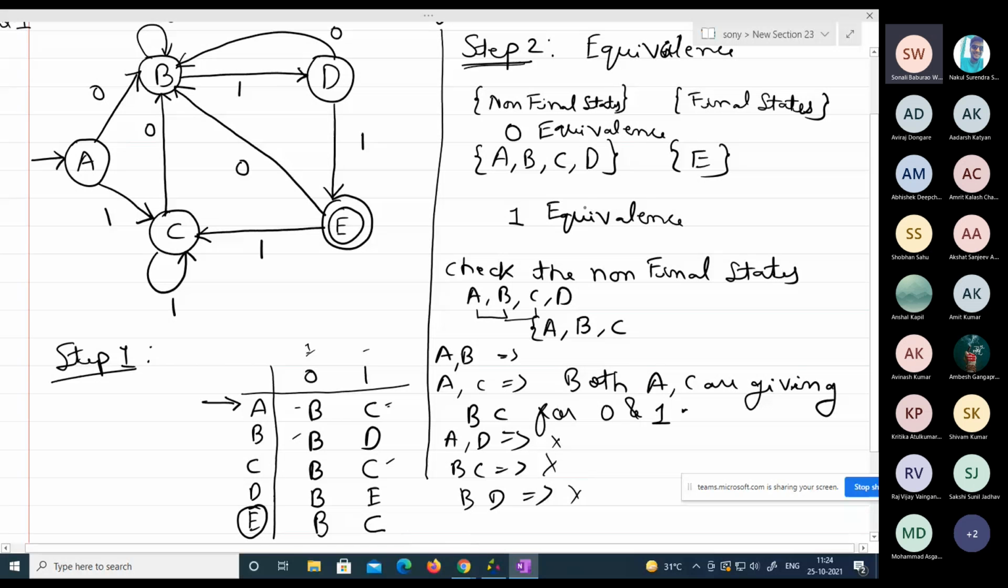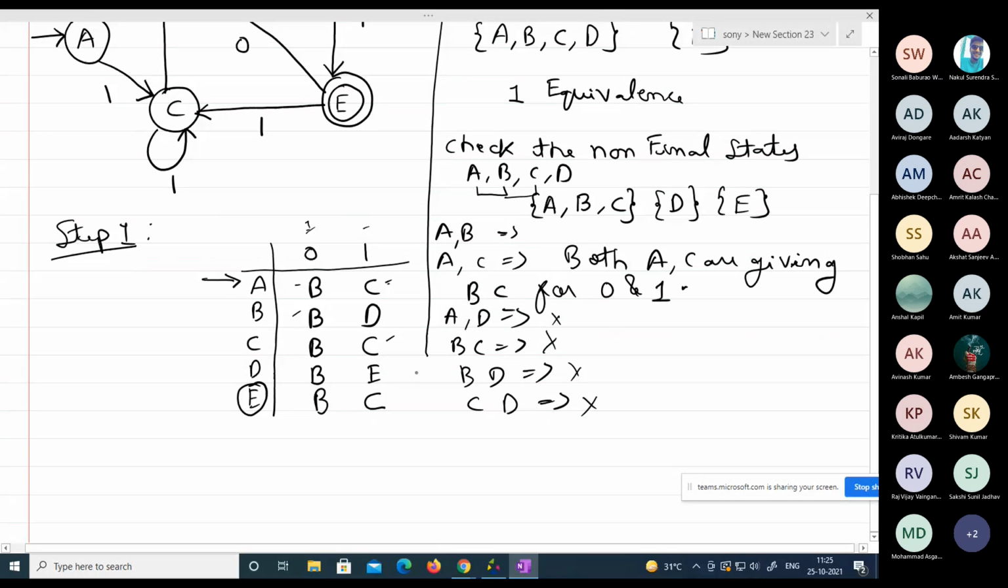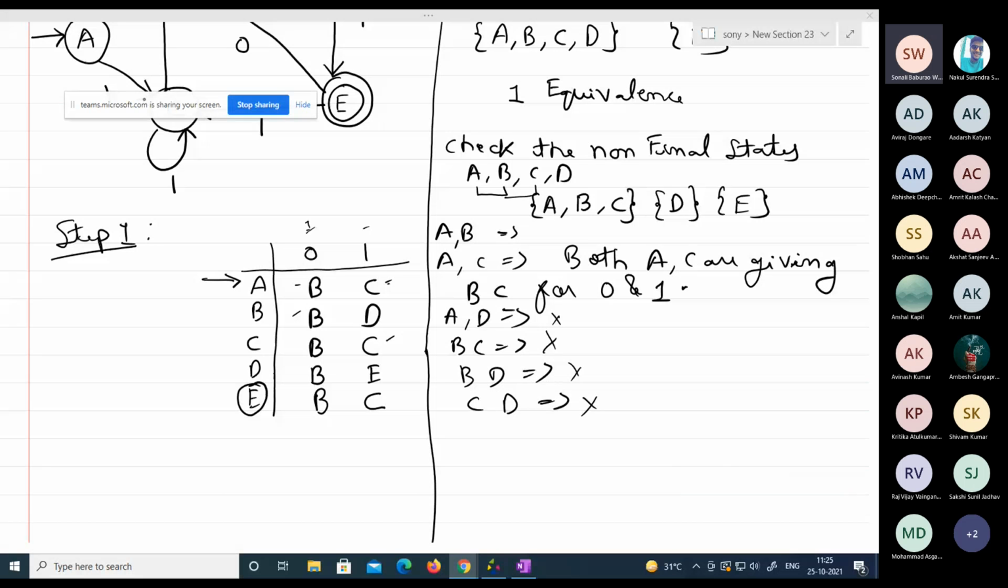Now I will check the other pair, that is CD. For CD also, both the inputs are not common. Only B is common among them. So that is also not acceptable. So we can say that D cannot be included in this group. Instead, we will keep D in some other set. We will create a separate set for D, and we already have E. Is this clear? The states for both the inputs 0 and 1 should be same.